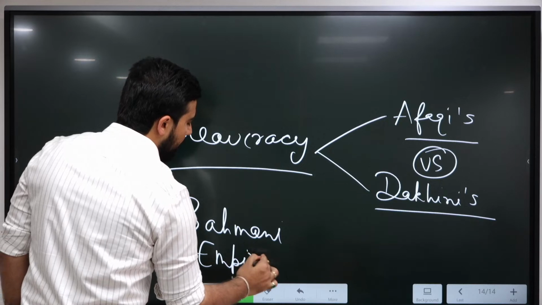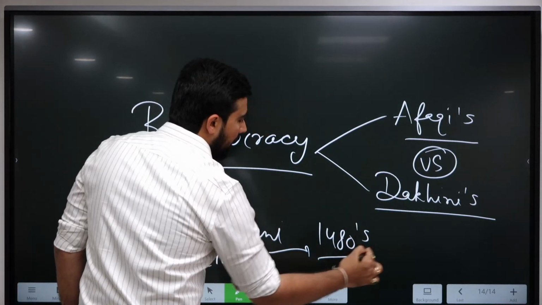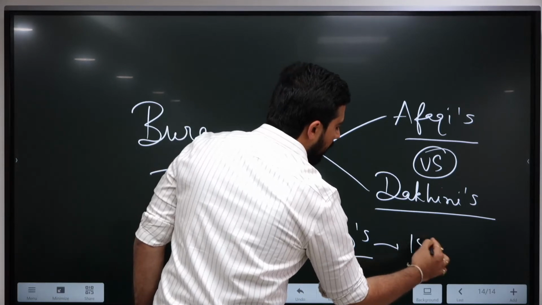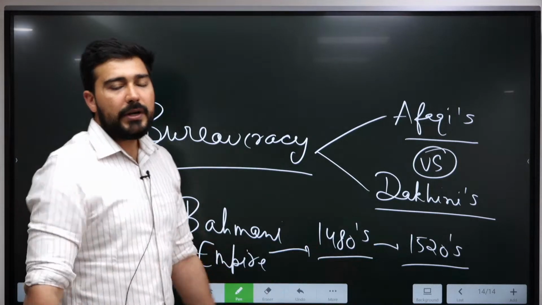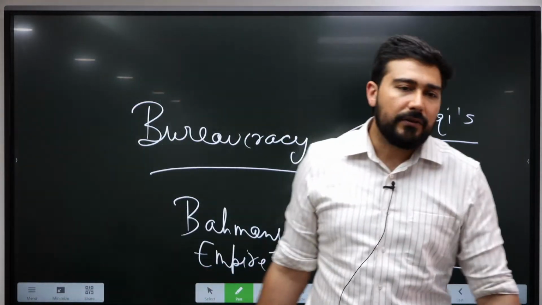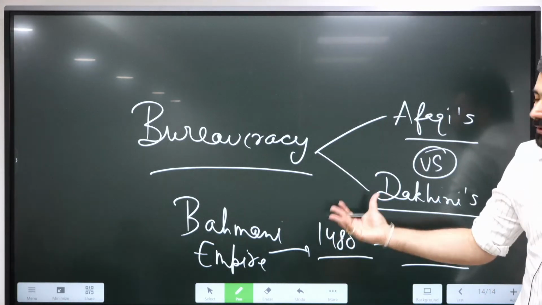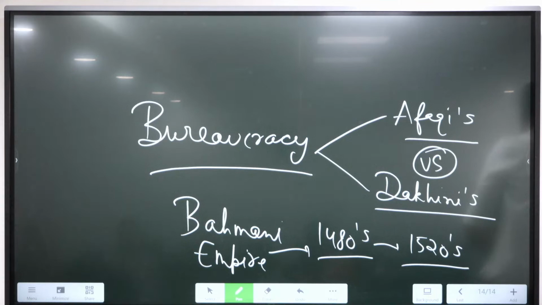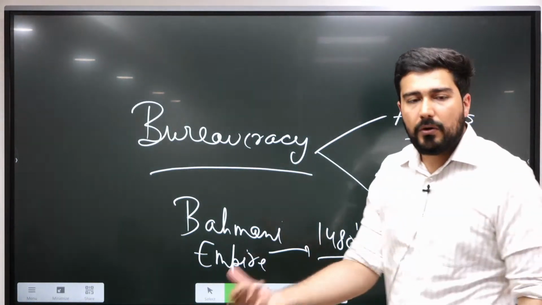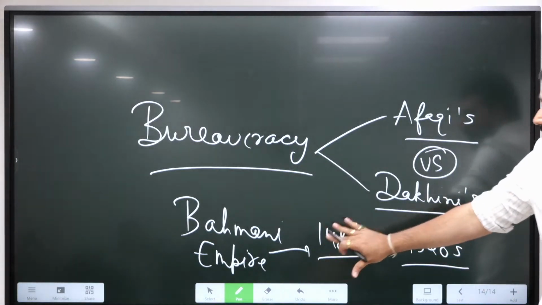So the Bahmani Empire started crumbling from the 1480s, and by the early part of the 1520s, it was completely separated into 5 Deccan states. You must have heard their names: Bijapur, Golconda. So this Bahmani Empire got divided into 5 states: Bijapur, Berar, Golconda, Ahmednagar.